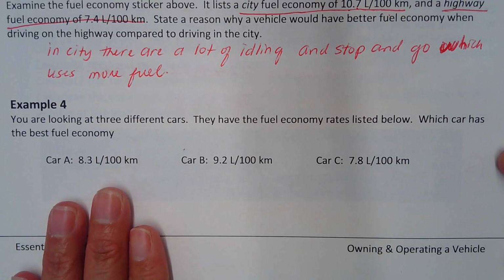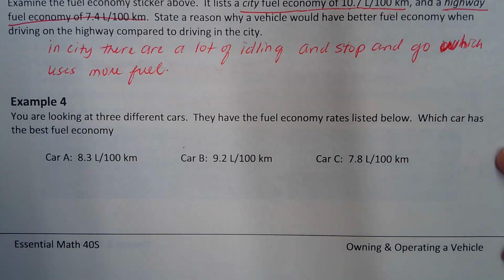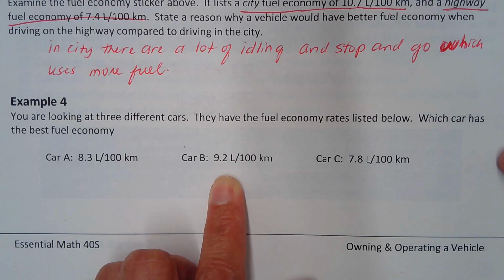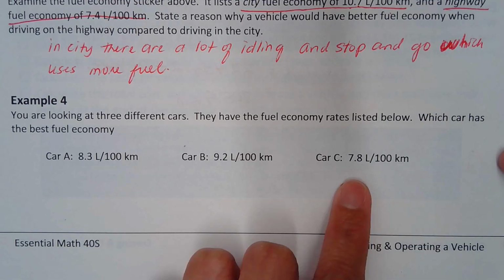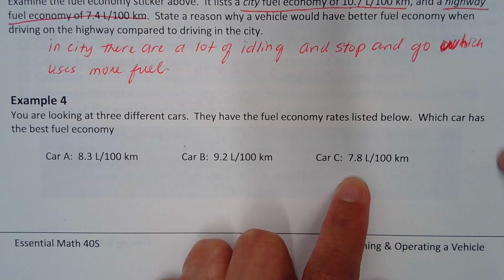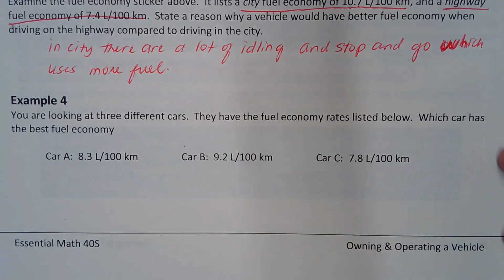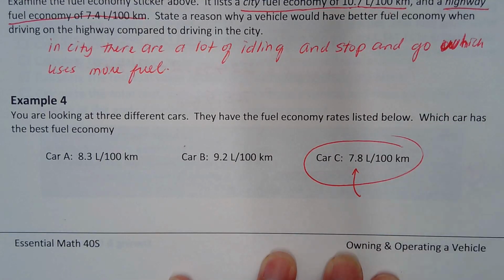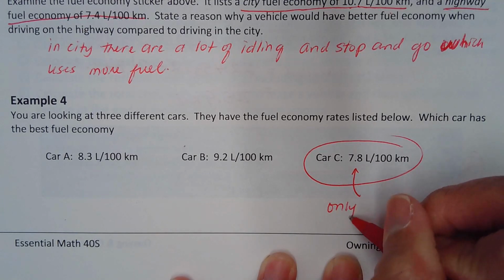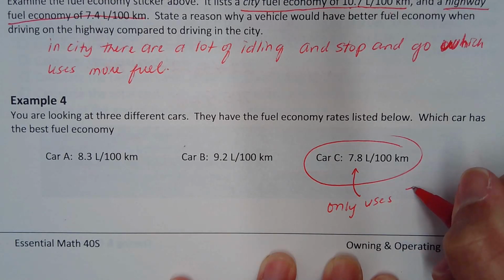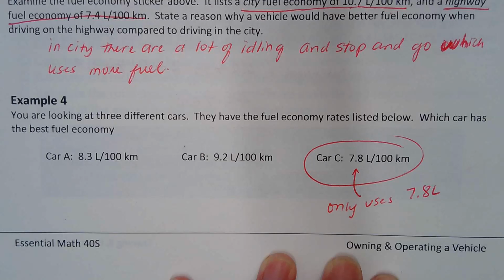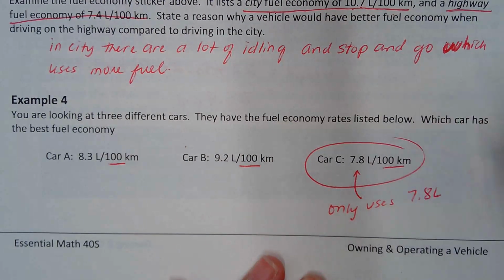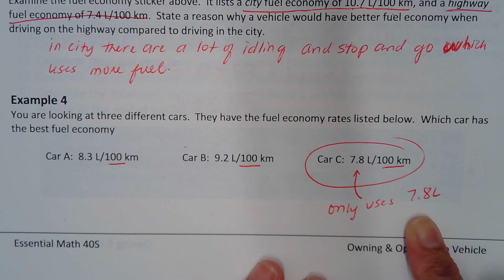Is it car A? It has 8.3 liters per 100 kilometers. Or B uses 9.2 liters to travel 100 kilometers, or the 7.8 liters? Which one has the best one? Then the C, yeah. Because it only uses 7.8 liters to travel, because they're all the same 100 kilometers, but this one uses the least amount of fuel.